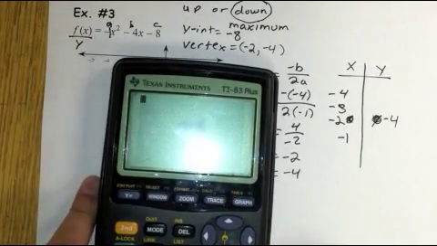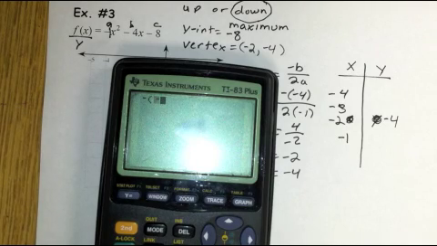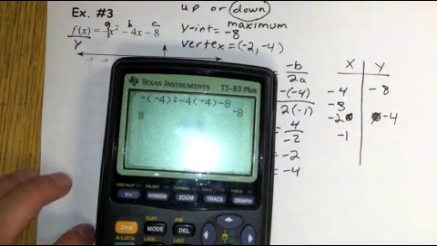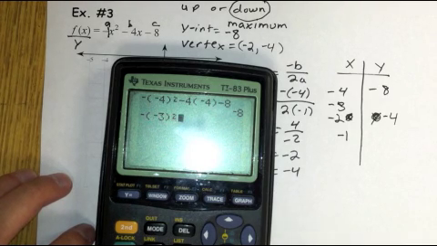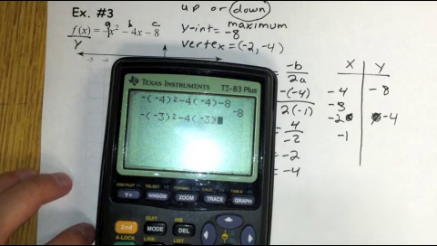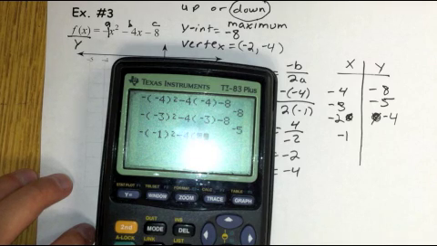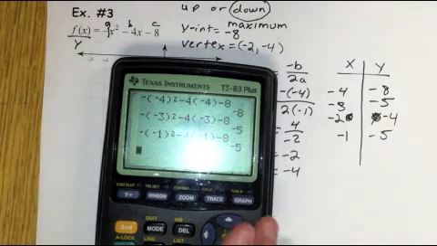You got it. Okay. Negative, open parentheses, negative 4 squared, minus 4 times negative 4, minus 8. I got negative 8. Plug in negative 3 every time you see an x. Negative 3 squared minus 4 times negative 3, minus 8. Got negative 5. Good job. Last one. Negative 1 squared minus 4 times negative 1, minus 8. You get negative 5.